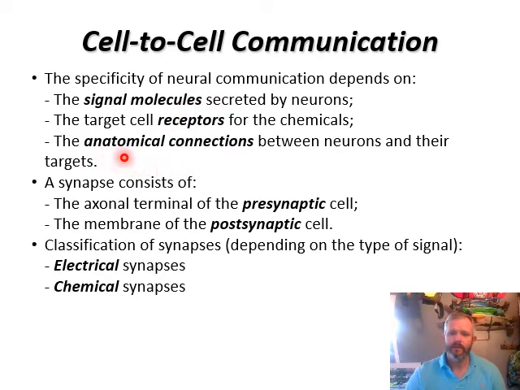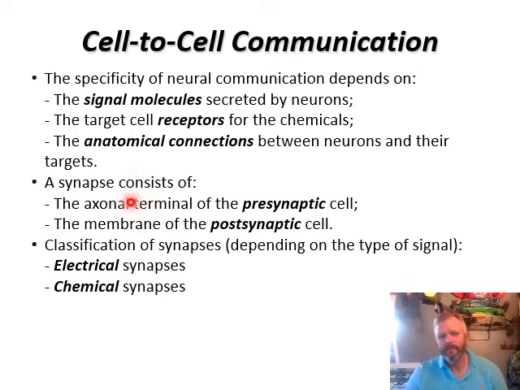Okay? And then the connection between the neurons and their targets. We will see there are 2 types of synapses, electrical synapses, which we'll just touch on, but what we're going to focus mainly on are the chemical synapses. Chemical synapses are little spaces between, say, this is the neuron and this is the target cell.